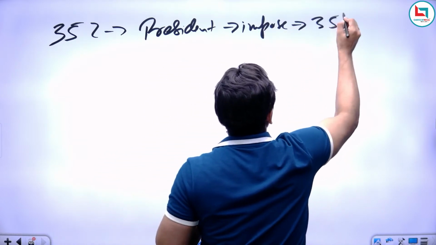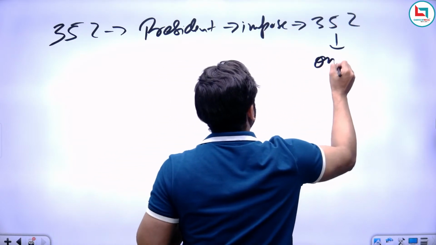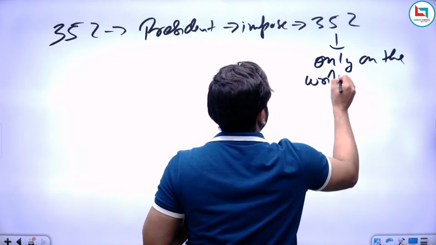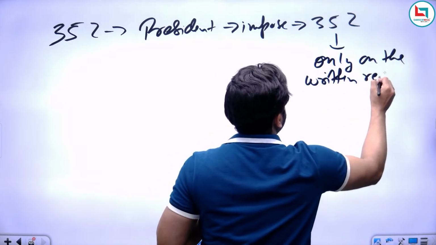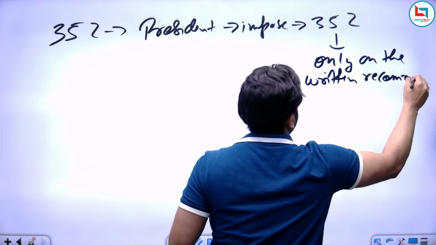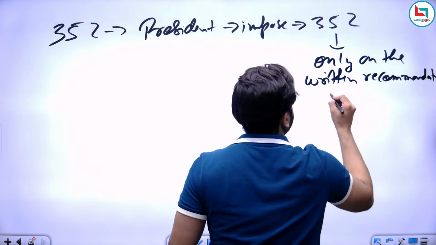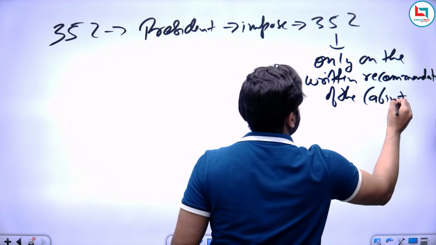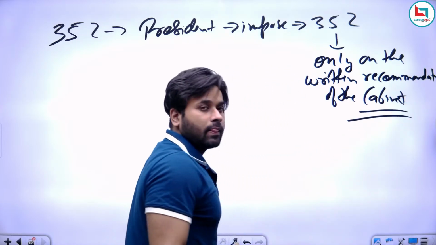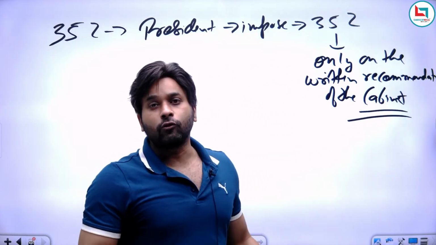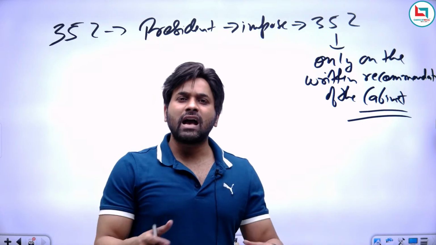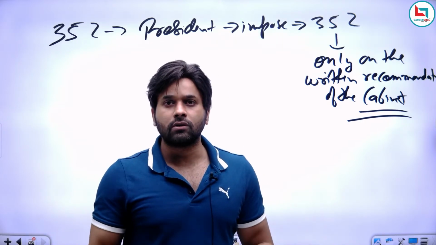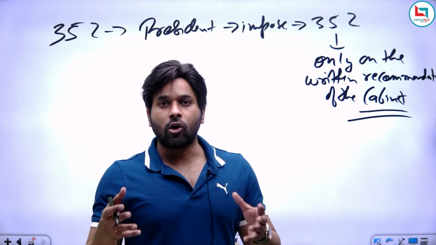national emergency only on the written recommendation, only on the written recommendation of the cabinet. Now remember, this word is important, cabinet. Before the 44th Amendment Act, there were lakhs of words. I mean, there were more than 1.5 lakh words in Indian Constitution, but there was no word called cabinet.